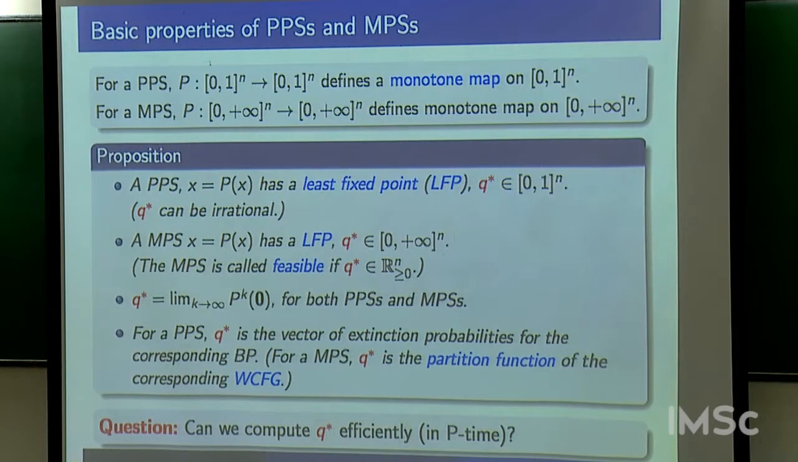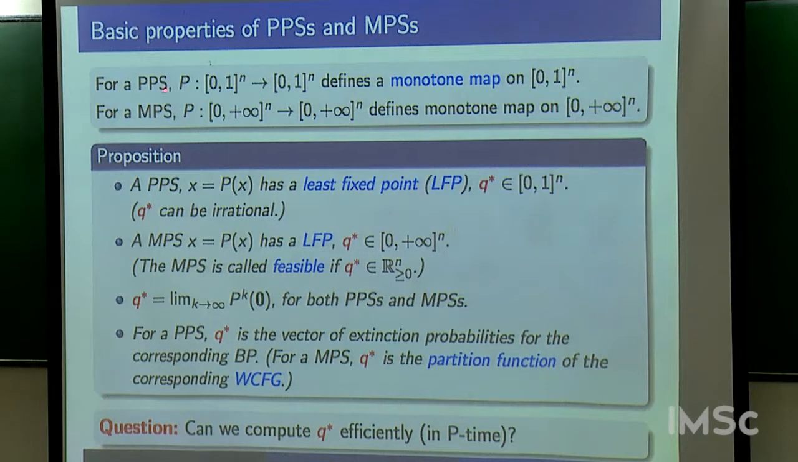So some basic facts about these. For a probabilistic polynomial system, it's very easy to see that it maps the unit n-cube to itself, and it's obviously continuous because these are polynomials, after all. So it defines a Brouwer map, but moreover, it also defines a monotone map on the unit n-cube.